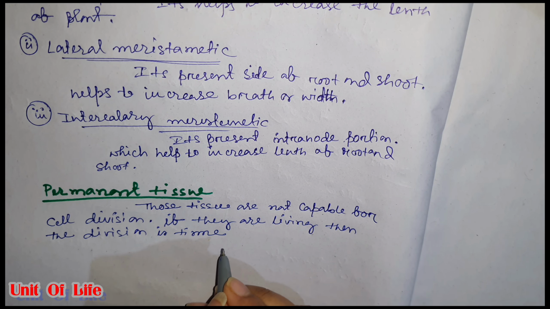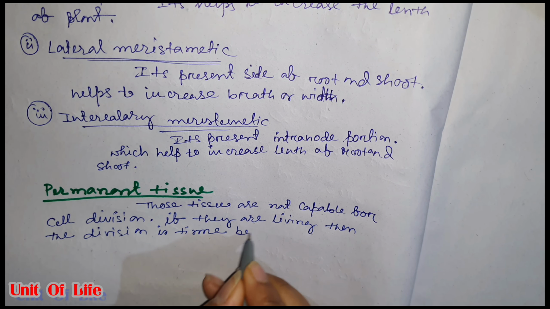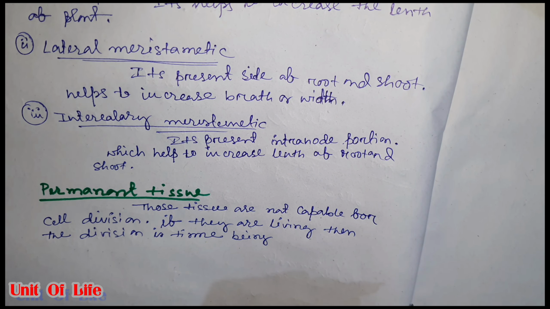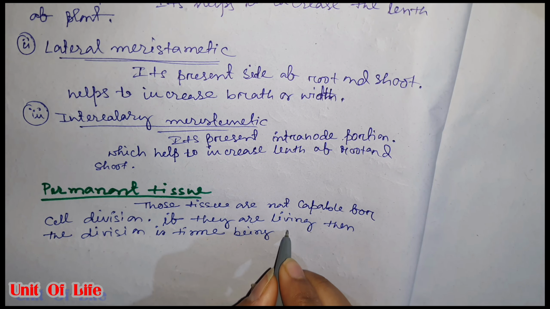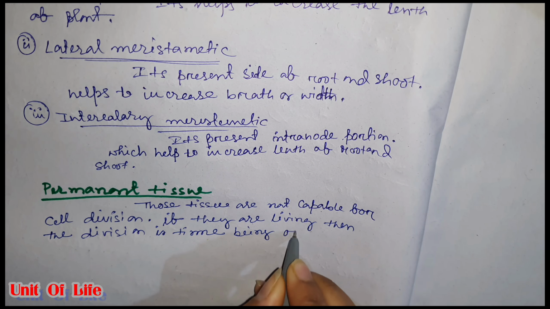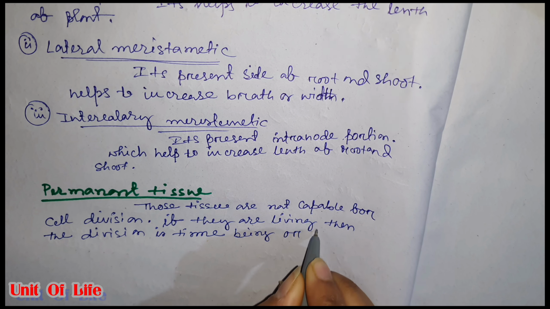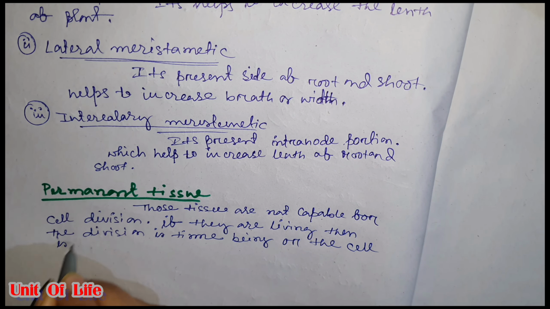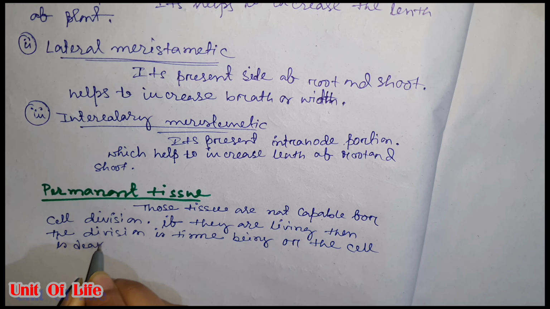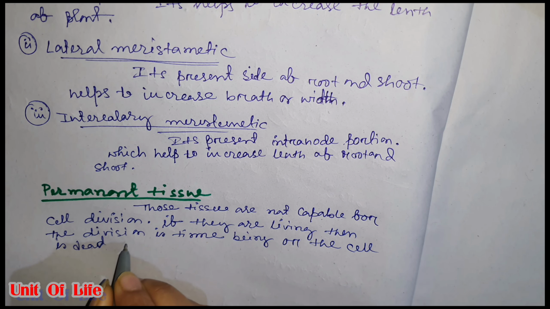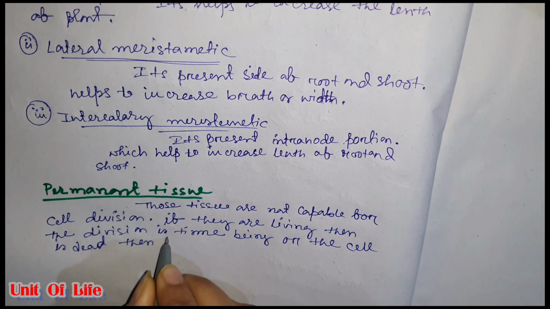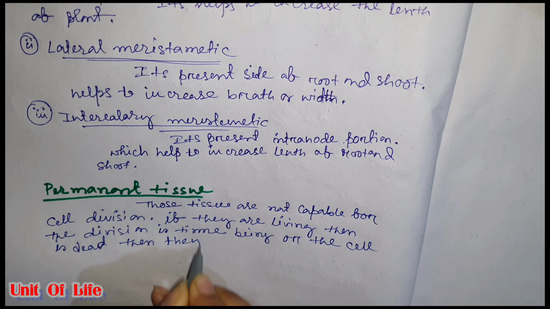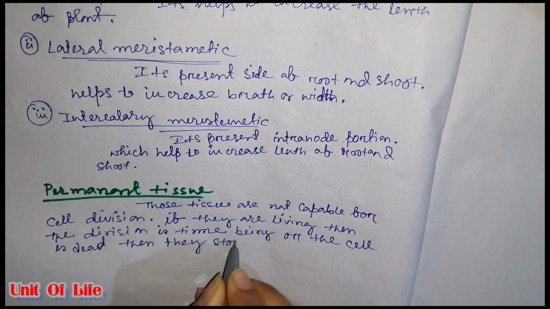The new cells formed by the division of meristematic tissue elongate and on maturity get differentiated to perform specific functions. So the tissue produced by meristematic cell division grows bigger, and at some point reaches maturity, and then it performs different specific functions. This type of tissue is called permanent tissue.